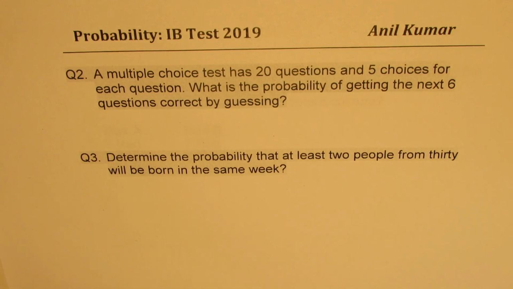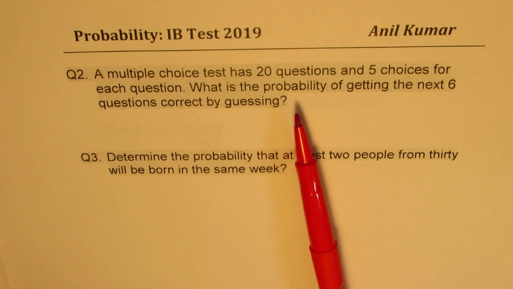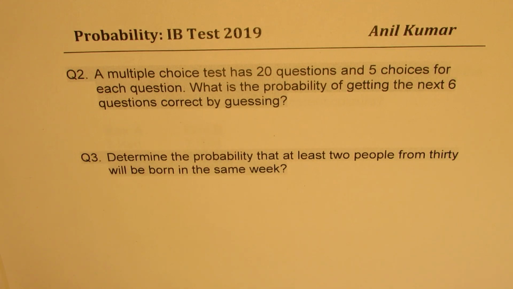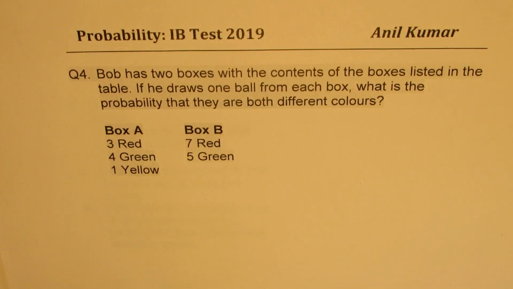Question number 2. A multiple choice test has 20 questions and 5 choices for each question. What is the probability of getting the next 6 questions correct by guessing? And question number 3 is, determine the probability that at least 2 people from 30 will be born in the same week, right? Are born in the same week.